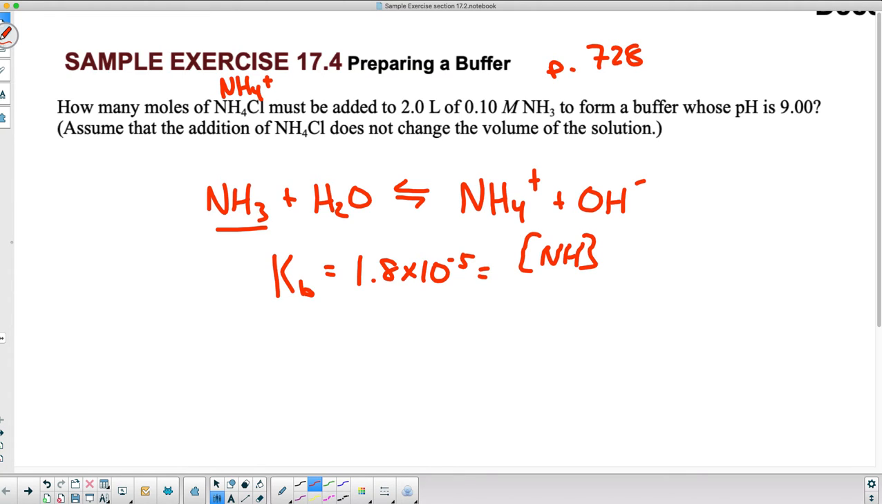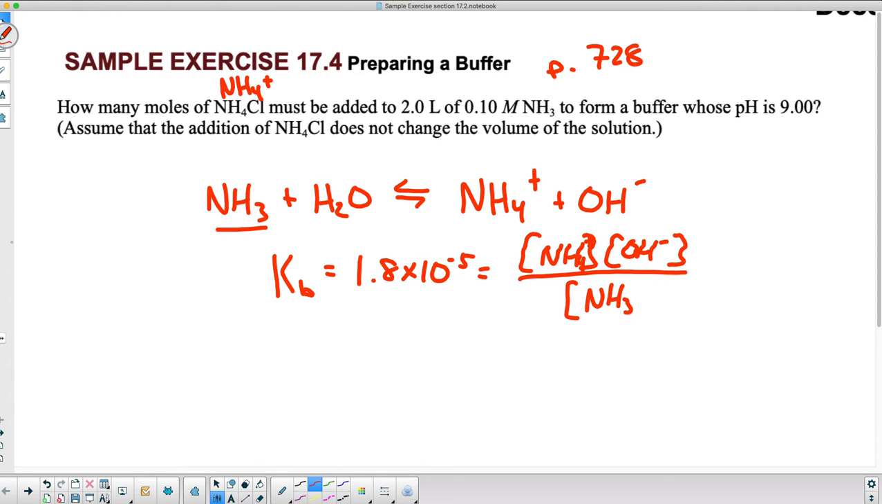My board's doing a wavy thing. So NH4 with a plus and OH minus. This is not my handwriting. This thing is just going nuts. Okay, and that is not what I'm looking for. There we go. That's better.